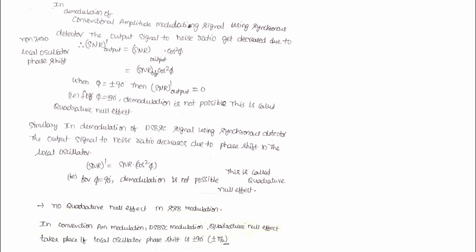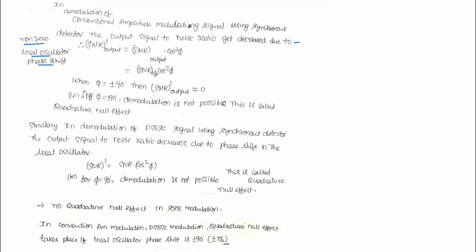In the demodulation of a conventional amplitude modulated signal using a synchronous detector, the output signal to noise ratio decreases due to non-zero local oscillator phase shift. The output signal to noise ratio is signal to noise ratio at the output dash, equal to the signal to noise ratio at the output into cos square phi. This is the ideal value; due to local oscillator phase shift, the practical value is multiplied with cos square phi. When phi is plus or minus 90 degrees, the signal to noise ratio of the output is 0. That is, demodulation is not possible. This is called quadrature null effect.